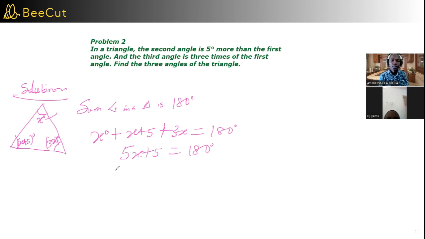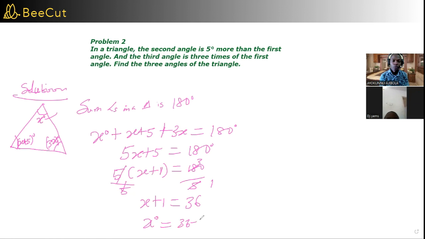I can easily factorize this: 5 into x plus 1 equal to 180. Then I divide both sides by 5. So 5 cancels out. Then I have x plus 1 equals to, how many 5s are in 180? 5 in 18 is 3, which is 15, remainder 3. 5 in 30 is 6. So that means x plus 1 is 36, so x is 36 minus 1, which is 35. So x equals 35 degrees.